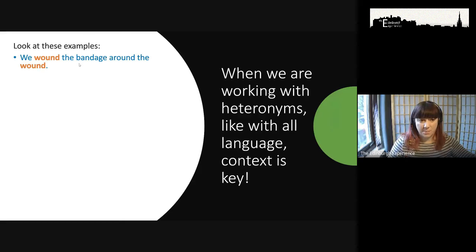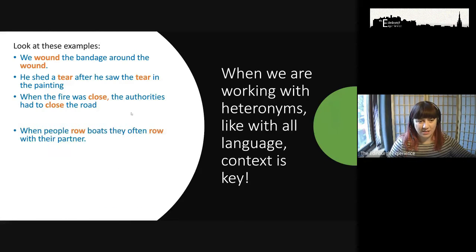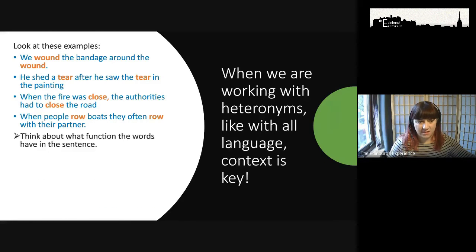I'm going to put some examples up here. As I show you the example, think in your mind how you would pronounce them. Just as they come up, you can say it to yourself. And then we're going to have a look at how we would analyze these sentences and how we pronounce them.